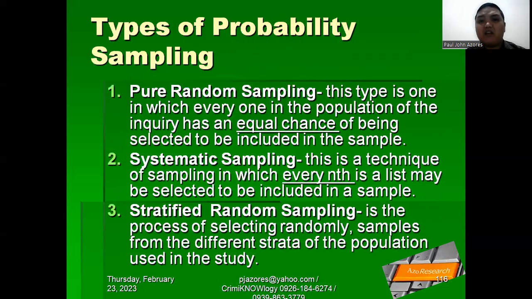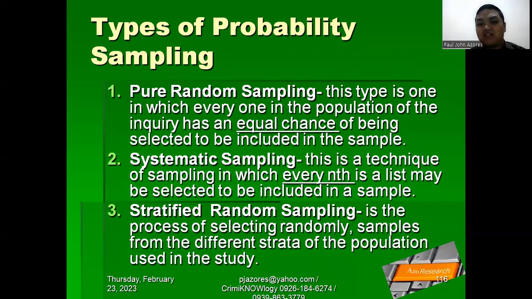So under probability sampling, we have the pure random sampling. This type is one in which everyone in the population of the inquiry has an equal chance, that's the key word, of being selected or included in the sample. While systematic, it is the technique of sampling in which every nth, for example, every fifth name in the list will be selected, or every third number.